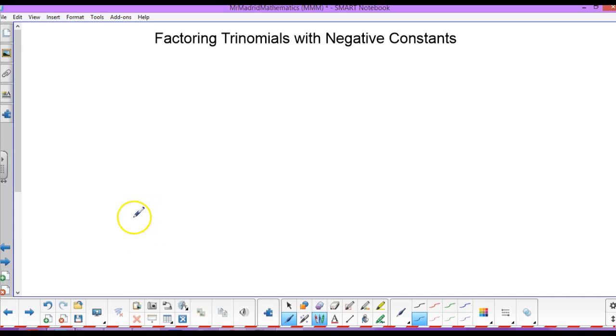Hey guys, we're going to be looking at factoring trinomials with negative constants. I'm going to give you two examples, so what applies to the first will apply to the second. Okay, so here we go.